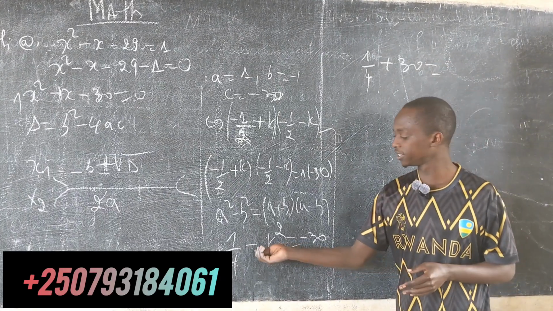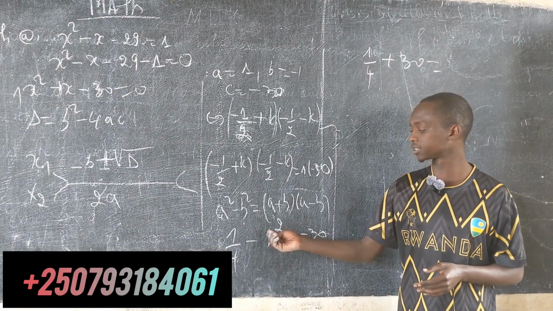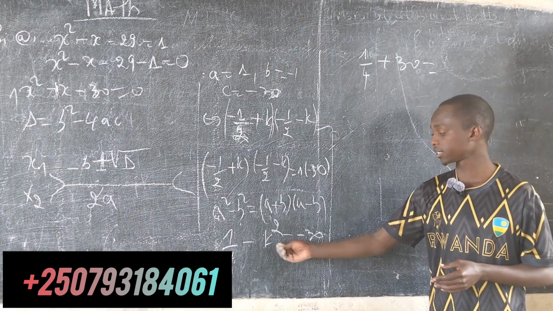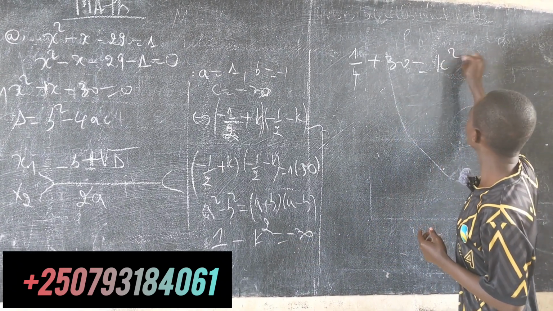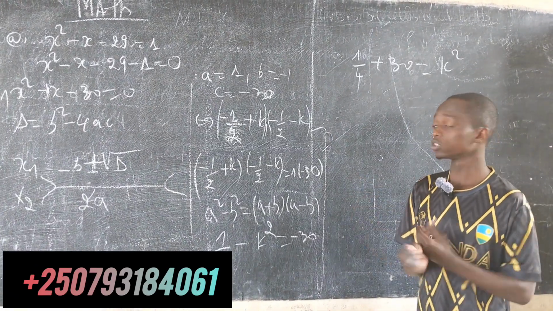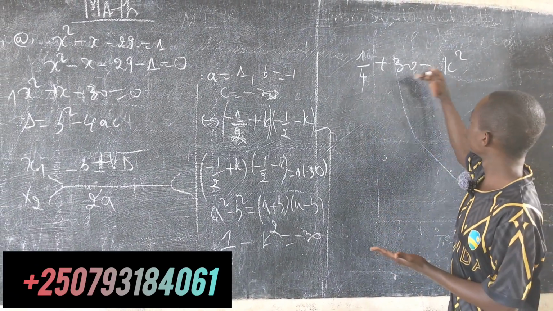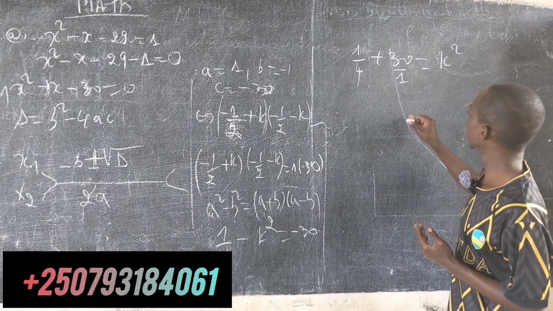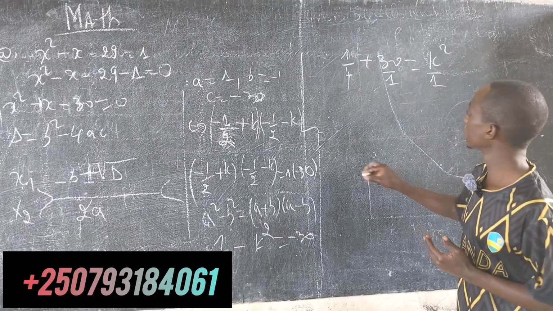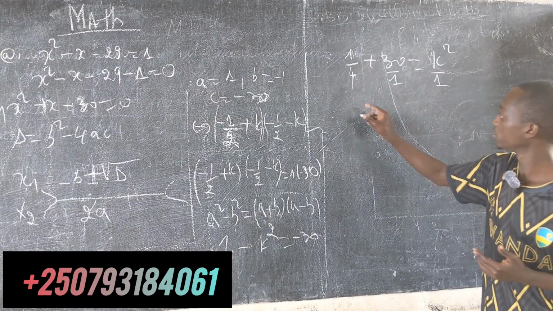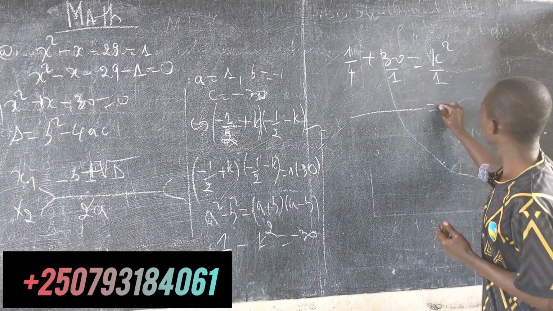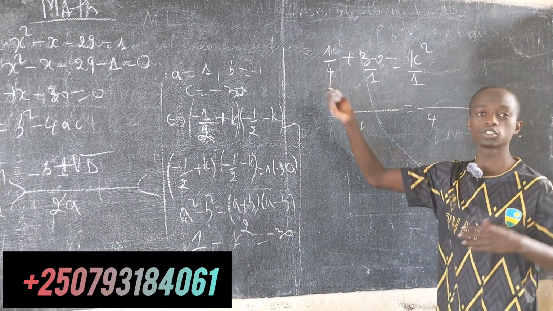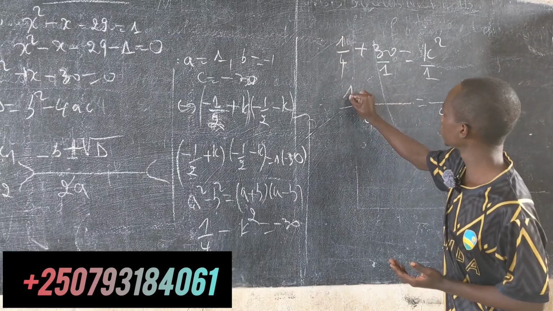which is equal to, if this minus k square was negative, if it changes its side, it is going to be positive k square. So here we are going to put these numbers into the common denominator. So here we need to divide them by this number by 1 and this by 1. So the common denominator is going to be 4. So we need to write 4 on both sides. So 4 divided by 4 is going to be 1. 1 times 1 is going to be 1.